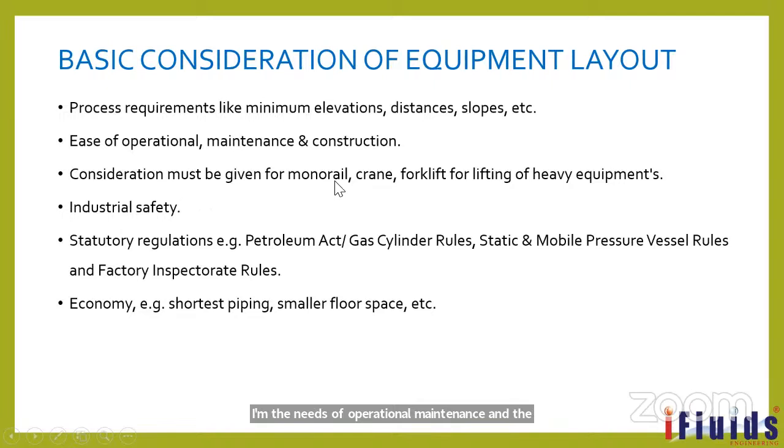Consideration must be given for monorail, crane, and forklift for heavy equipment, because in between the equipment layout we have congestion, we have a little space also. There should be some space for vehicle movement. A minimum 6 meter width road we have to maintain, because in future we don't know which equipment we need to erect, which equipment we have to additionally install, or which equipment we have to remove from the site.